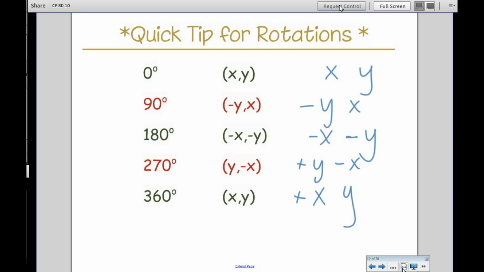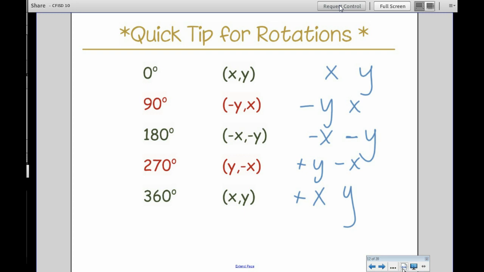So what's the rule for 180? Negative x, negative y. Yep, negative 2, negative 5. Good job. And Emily, C prime. Negative 7, negative 1. Sorry about that.